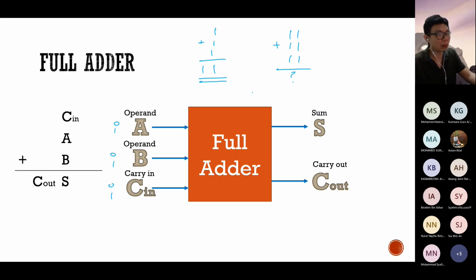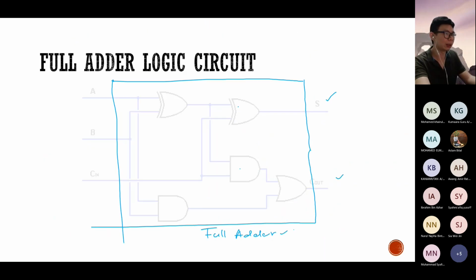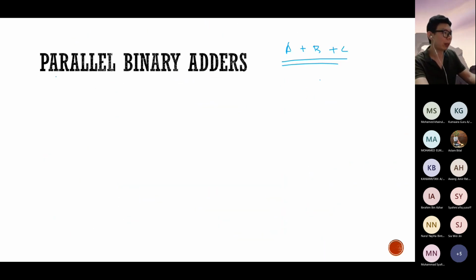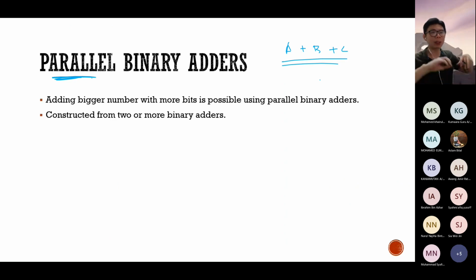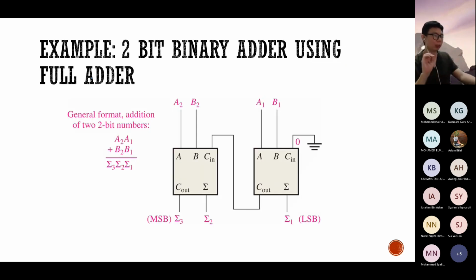We could not do this with one single full adder alone, but we can make it a parallel adder. That is what I'm trying to show you guys in the next slide, which is parallel binary adders. Parallel binary adders means that you can take any adder, full adder, half adder, and combine them so that they can perform a larger operation. So this is how you combine them. Over here we have full adder number 1, and over here we have full adder number 2.